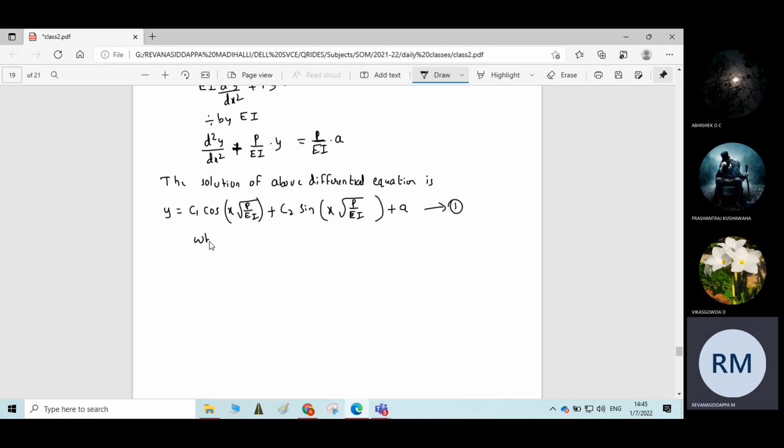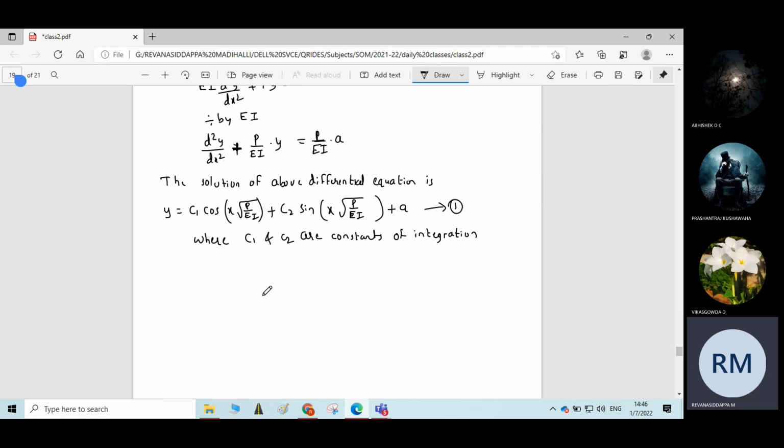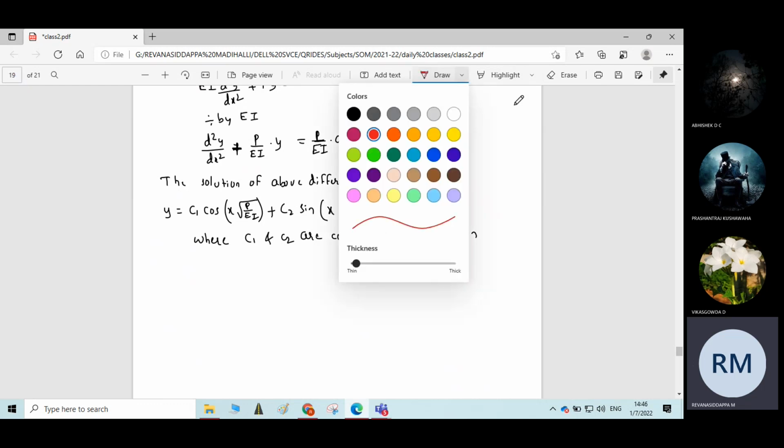Where C1 and C2 are constants of integration, which should be determined by boundary conditions. This is the first step, students. First step is over now. What is the second step? Finding the constants C1 and C2 using boundary conditions. Now I'll write the headline as boundary conditions.